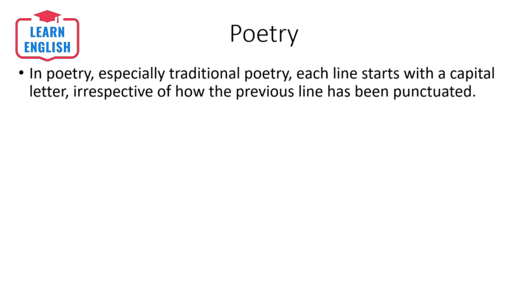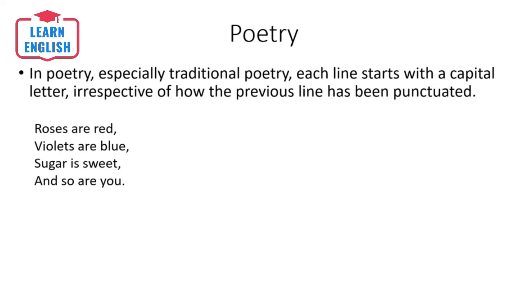In poetry, especially traditional poetry, each line starts with a capital letter, irrespective of how the previous line was punctuated. So here's a classic example of a Valentine's poem. Roses are red, violets are blue, sugar is sweet, and so are you. We see there's only really one full stop, so it's one sentence, but because it's in a traditional poetry format, each line starts with an uppercase.